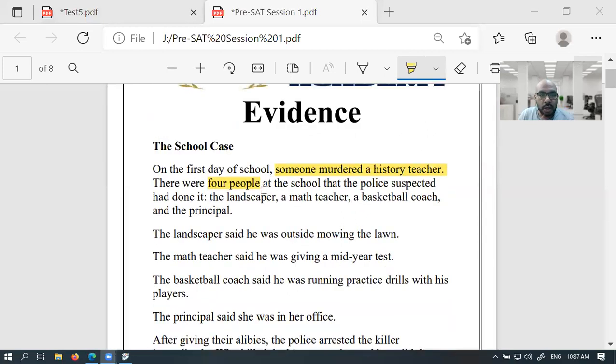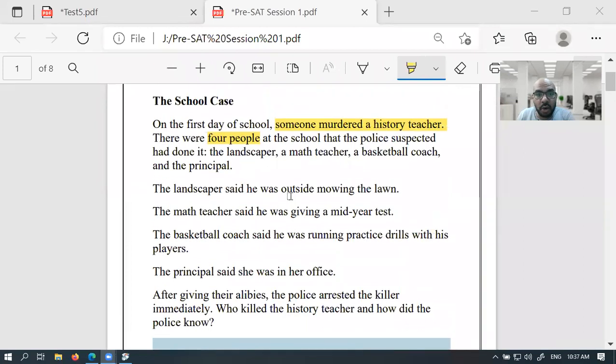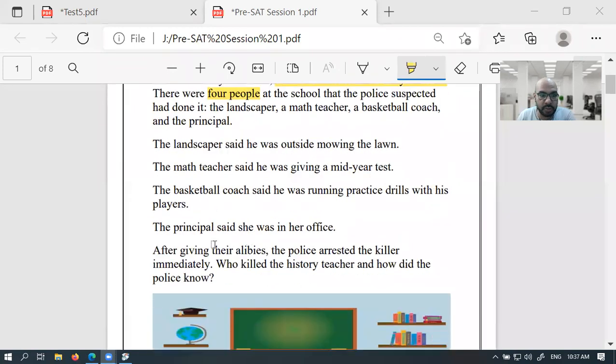Anyway, so who killed the history teacher? The landscaper said he was outside mowing the lawn. The math teacher said he was giving a mid-year test. The basketball coach said he was running practice drills with his players. The principal said she was in her office.